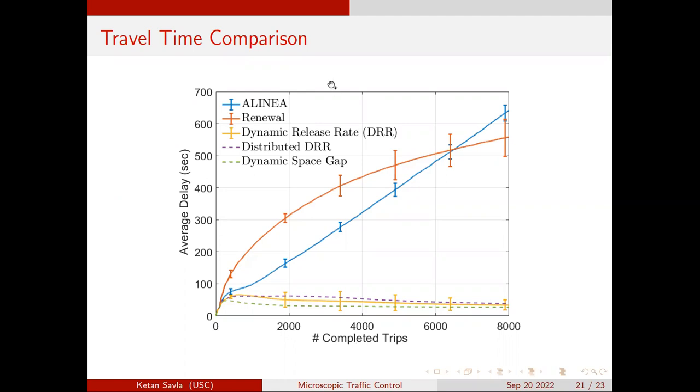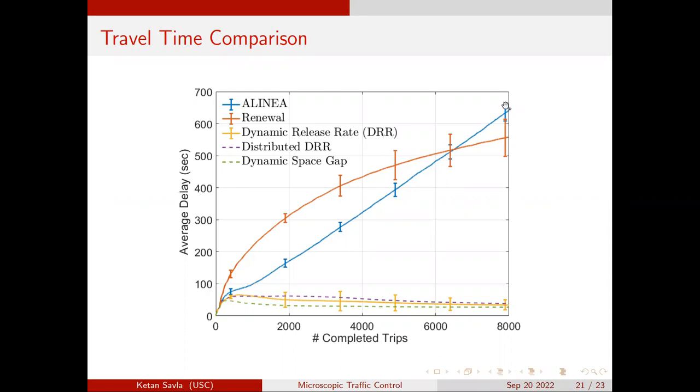And we intentionally chose a demand that was very high. Our objective here was to show that if you choose a demand high enough, then some existing policies will not be stabilizing. As you can see by the blue curve, it's becoming unstable. The queue size is growing, the delay is growing unbounded, whereas all our policies are remaining bounded, right? So this rho, the load factor or the travel demand in this simulation, was high, about 0.9, I think, if I remember correctly. And this is beyond what Alinea can handle.